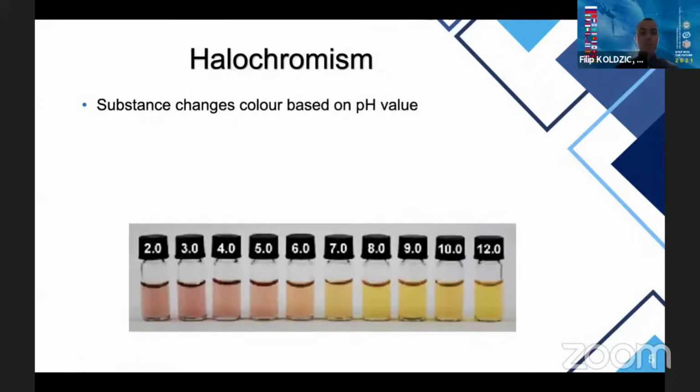Halochromism is the feature of substance that it changes color based on the pH value of the solution, as it is shown on the slide. It can be continuous or discontinuous. What is shown here in the slide is that substance changes its color gradually, and then we are talking about continuous halochromism. But when the change happens at exactly one pH value, we are talking about discontinuous halochromism. And halochromic substances can be used as pH indicators in analytical chemistry.